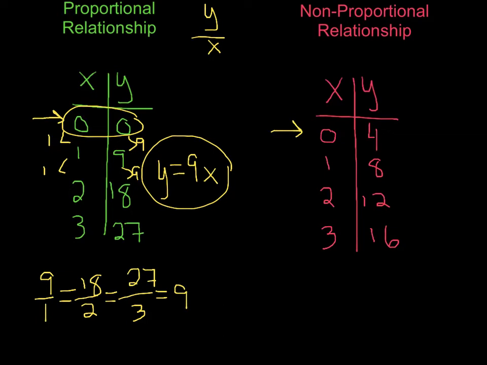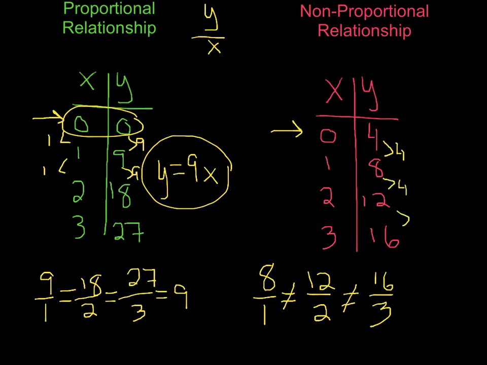And then also if you check by doing this y divided by x, does 8 divided by 1 equal 12 divided by 2? No, it does not, which once again does not equal 16 divided by 3. So y divided by x is not proportional, but it's still linear, because if you look at the change in y, it goes up by 4 each time, and then the change in x goes up by 1 each time.